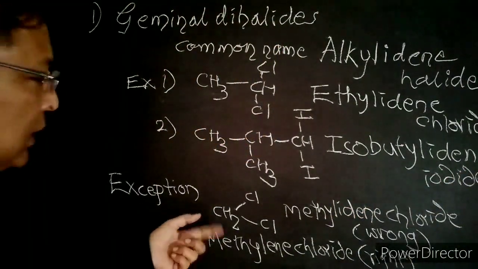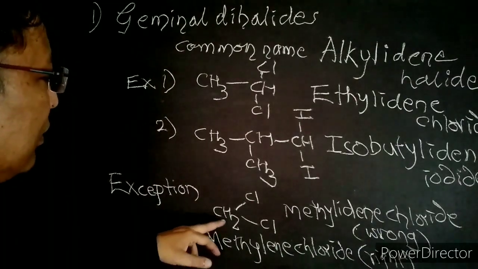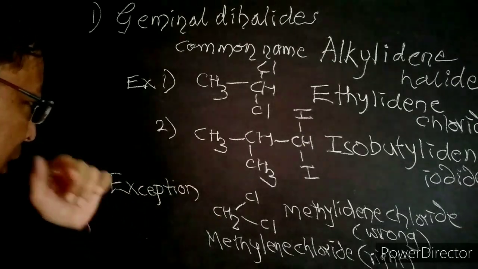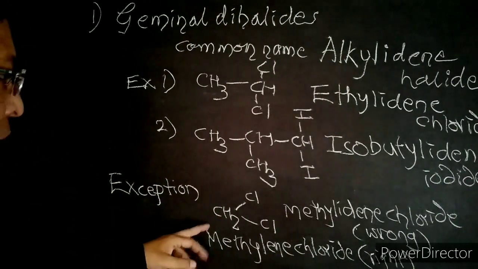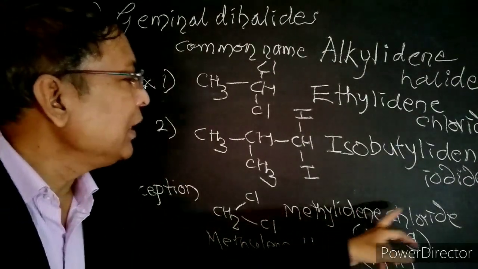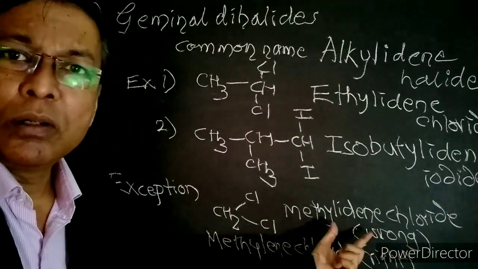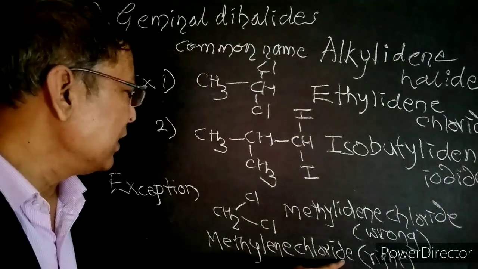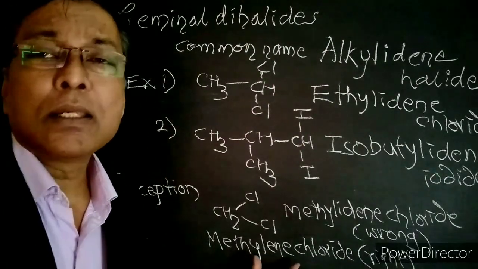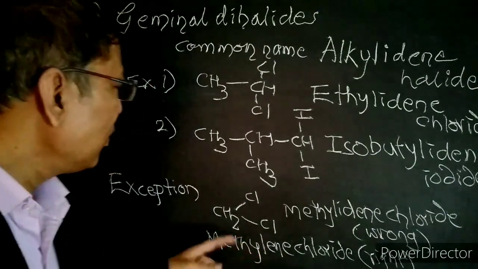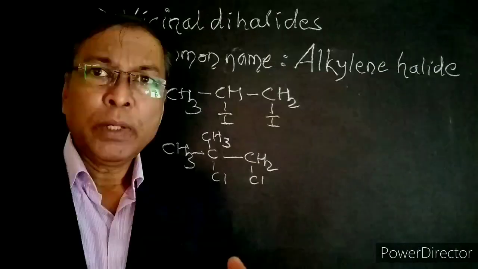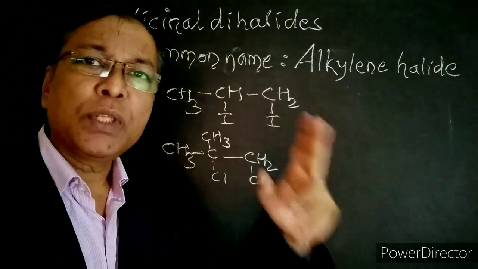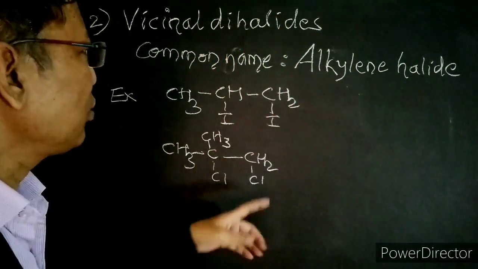And this is an exception when two halogen atoms are present on the single carbon atom. As in this case, we should not call it methylidene chloride. It is wrong. Its name should be methylene chloride. Methylene chloride is the correct common name for this. This is an exception.